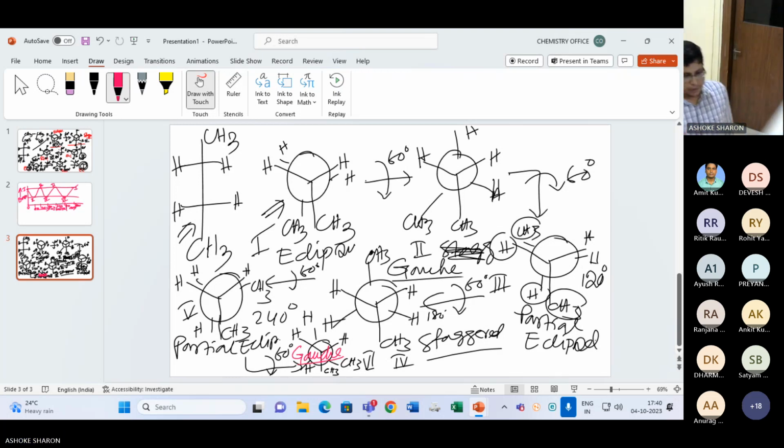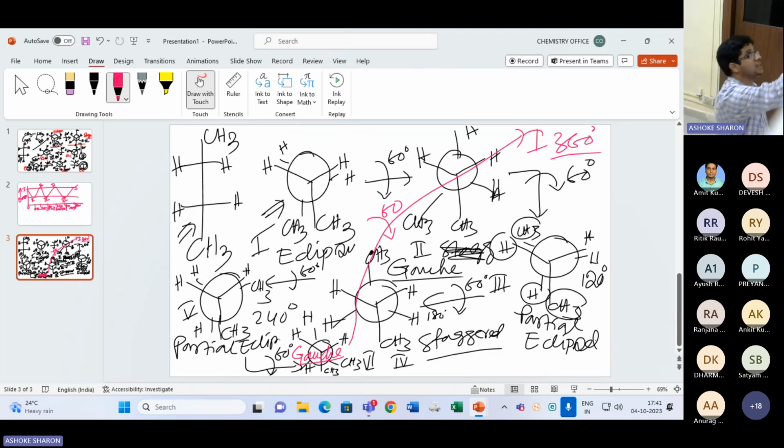Now if you rotate again 60 degrees, what will you get? You will get back to structure 1. So this is a 360 degree rotation, and you get back the structure number 1 again. That means you will get the eclipsed one. This is very interesting.